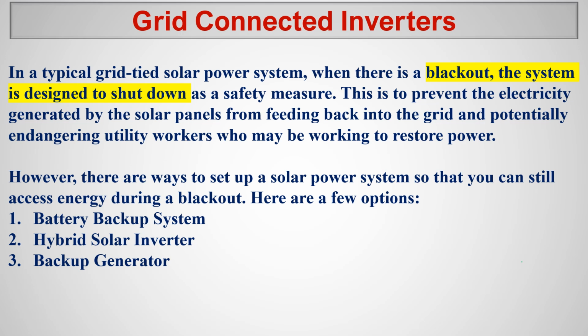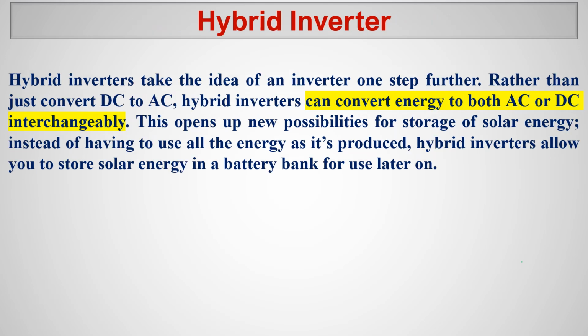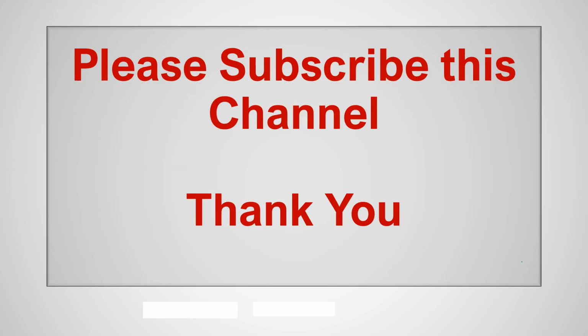However, there are many ways to convert these grid connected inverters into self-independent inverters. Those are battery backup systems, hybrid systems, and backup generators. You can modify these grid inverters with these kinds of arrangements: making battery backup, making hybrid, and using backup generators. So we already understand that grid connected inverters always work while the grid is available, and we already understand hybrid inverters.